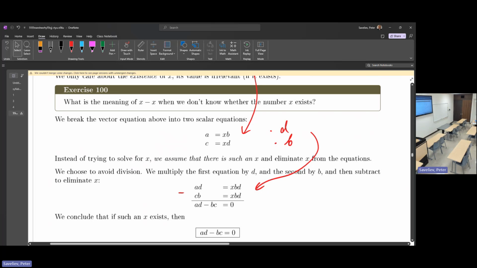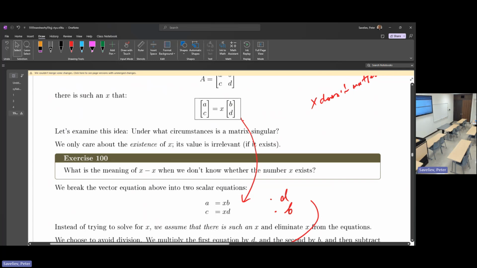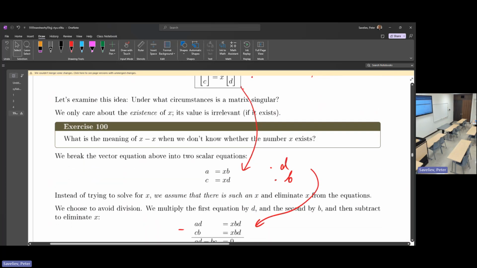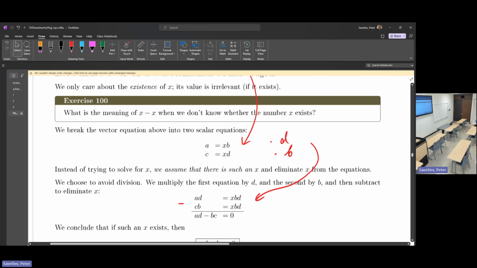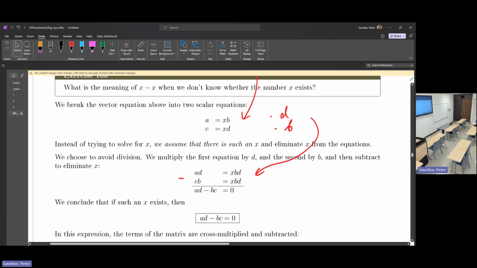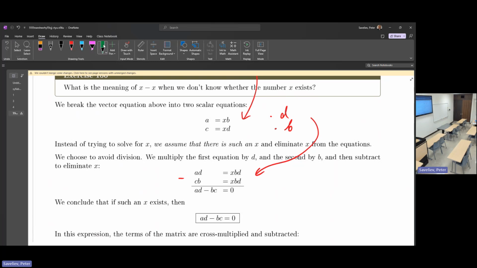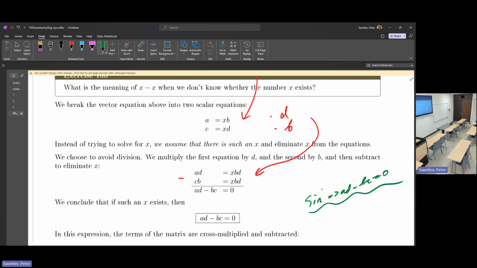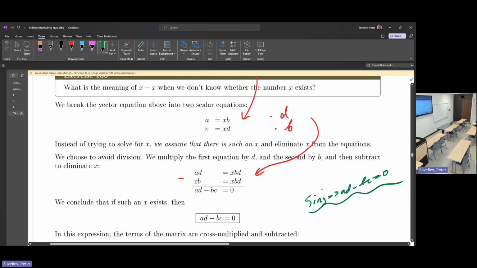Because of the way we logically proceeded, we assume that the matrix is singular. That assumption was the singularity of the matrix. Okay, so that's the definition of singularity. Then we assume that such an X exists, did some simple algebra, and we concluded that AD minus BC is equal to 0. So that's exactly what the logic was, meaning what? Singular means that AD minus BC is equal to 0. Okay, so that's what we have demonstrated about singularity.